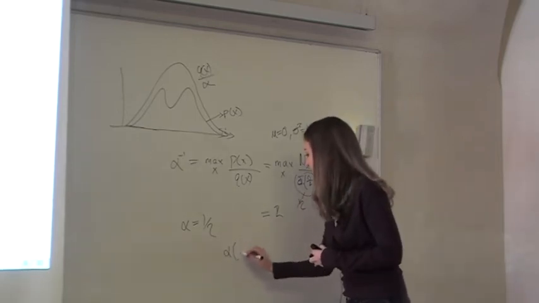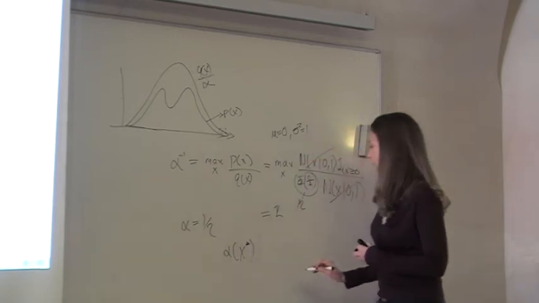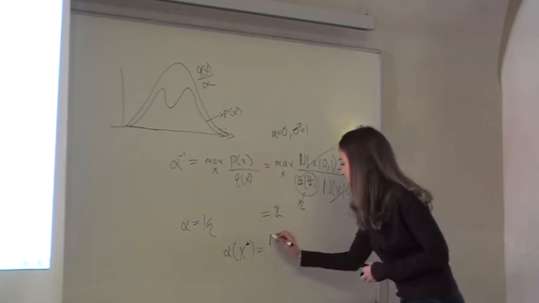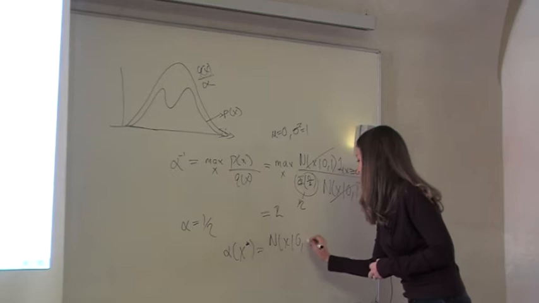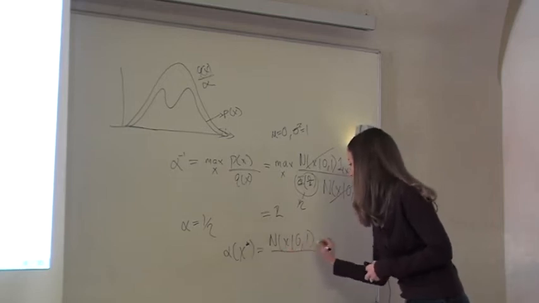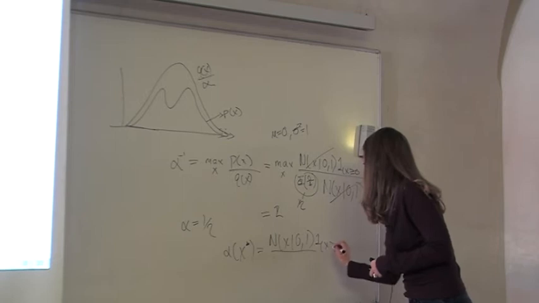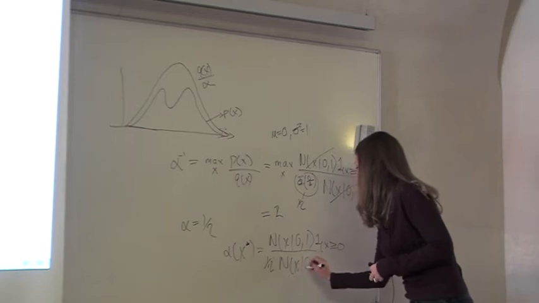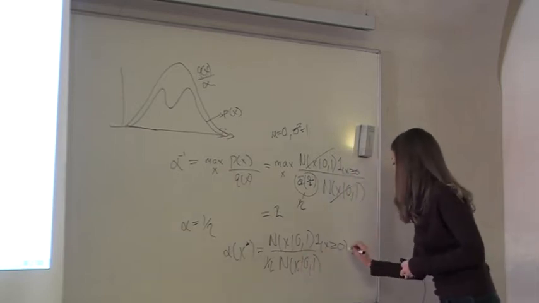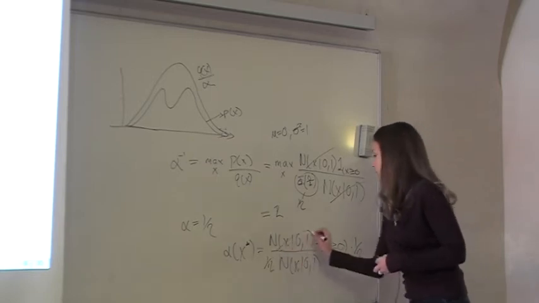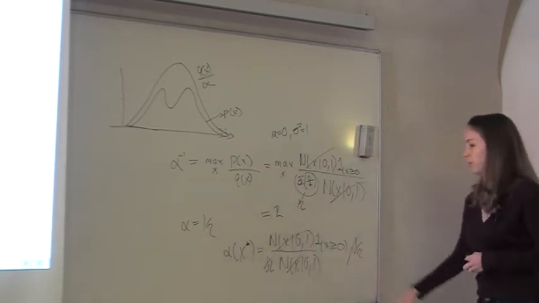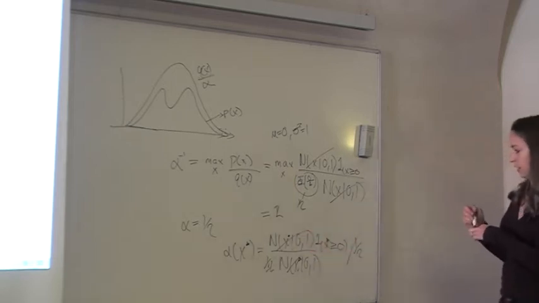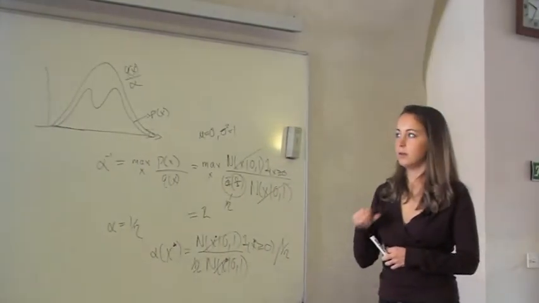And if we compute the acceptance probability of any x star, that's just the ratio of p of x over q of x times alpha. So you see these things cancel, and our acceptance probability is just the indicator that our proposal is bigger than 0.